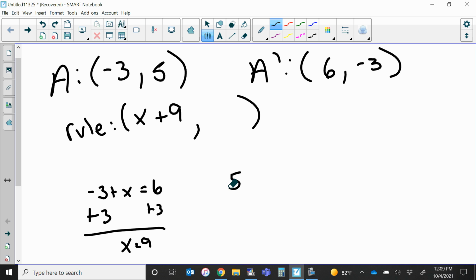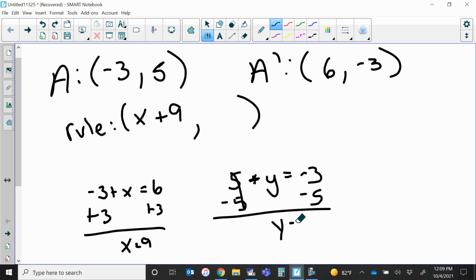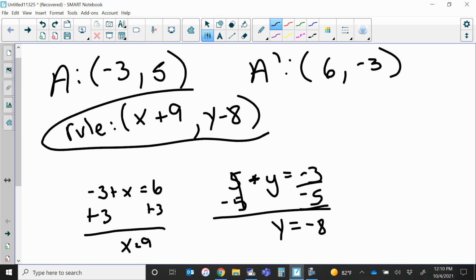5 plus y. This time we're going to use y because we're in our y equals what? And then what do I do to get this y by itself? What is that called when I subtract 5 from both sides? Subtraction property of equality. When I do it to one side, I do it to the other. And then y equals, what happens when a negative 3 and a negative 5 add together? I get negative 8. So it would be y minus 8, and that would be my slide rule.